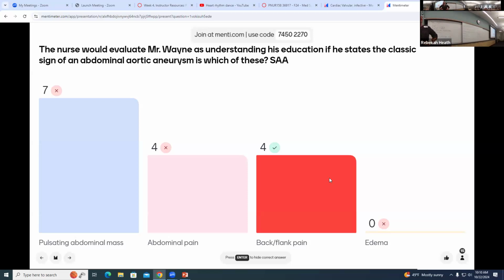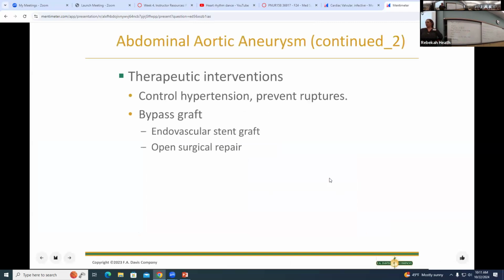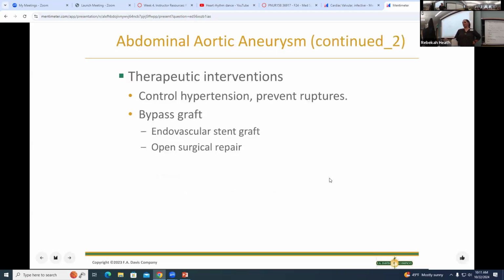And typically when people have an aneurysm, they don't have signs and symptoms until it's late stage. And then they have some back and flank pain. That's what they might see. The therapeutic, you know what, this one says pulsating abdominal mass. I don't know why it has it on there because you really won't see that. So if you go back and read the PowerPoint, disregard the pulsating abdominal mass.